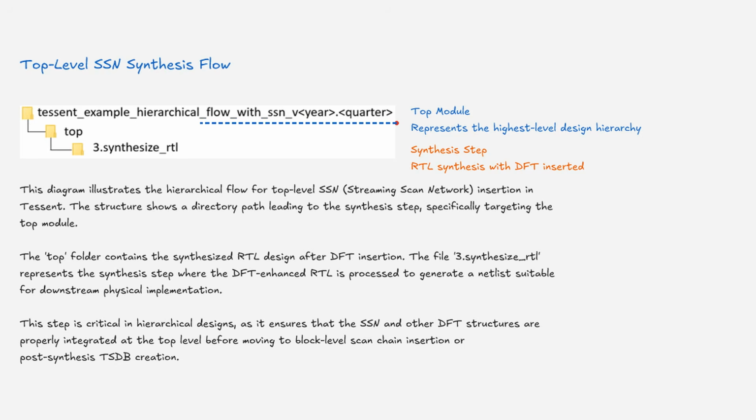This diagram illustrates the hierarchical flow for top-level streaming scan network insertion in Tessent. The structure shows a directory path leading to the synthesis step, specifically targeting the top module. The top folder contains the synthesize RTL design after DFT insertion. The file 3.synthesize.rtl represents the synthesis step, where the DFT-enhanced RTL is processed to generate a netlist suitable for downstream physical implementation. This step is critical in hierarchical designs, as it ensures that the streaming scan network and other DFT structures are properly integrated at the top level before moving to block-level scan chain insertion or post-synthesis TSDB creation.